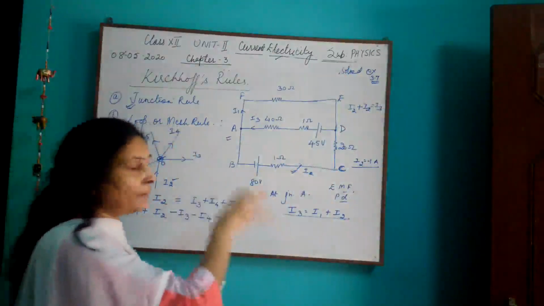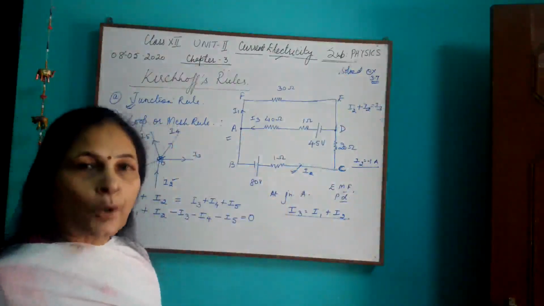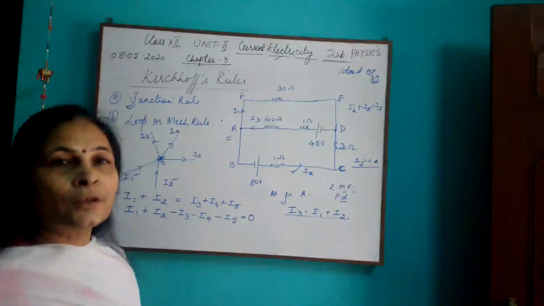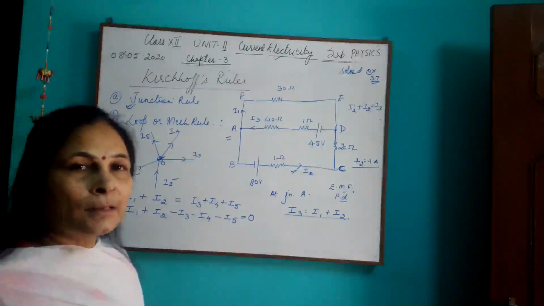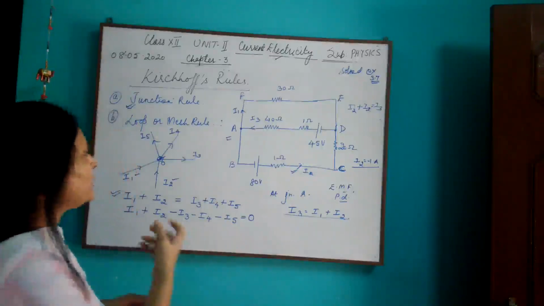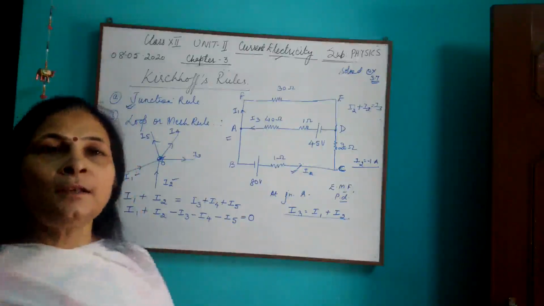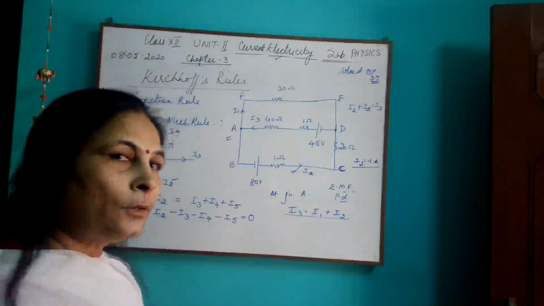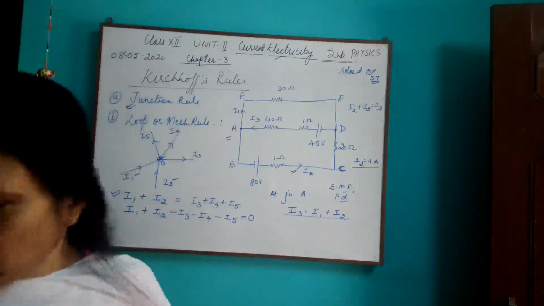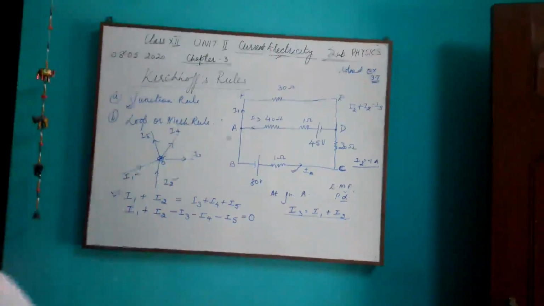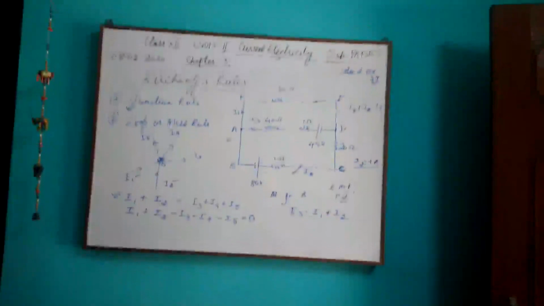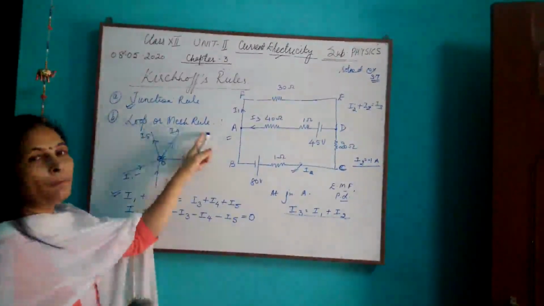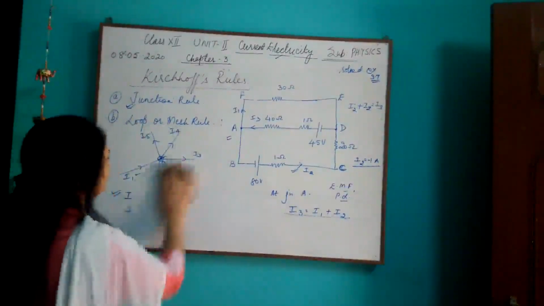In this particular problem, there can be two different equations at two different junctions depending upon the circuit diagram. So this is a junction. You have to identify the junction in the given circuit. Apply the junction rule. This is one part of this problem. Another part is the loop or mesh rule.